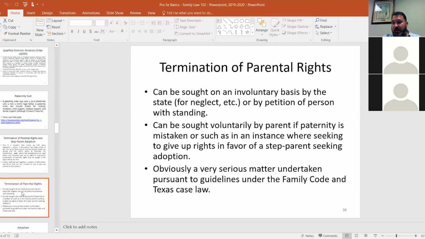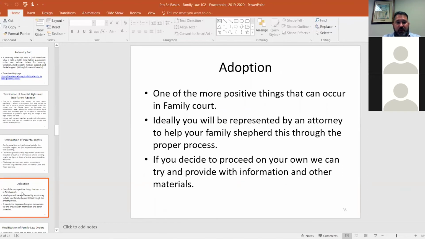Termination of parental rights can come in other manners. Obviously, the state can seek it when there are neglect or other issues and so forth. So termination of parental rights is not always tied in with adoption, though sometimes it is. Obviously, that's a very serious issue.